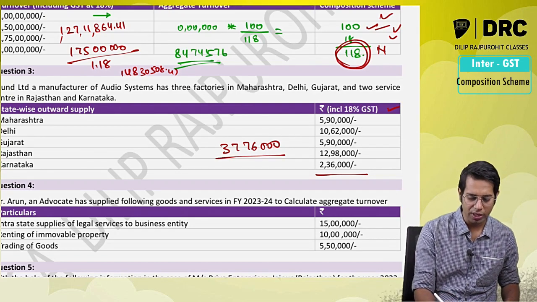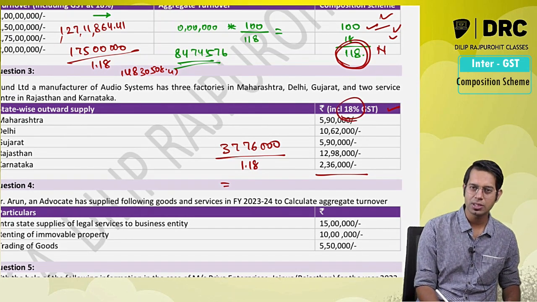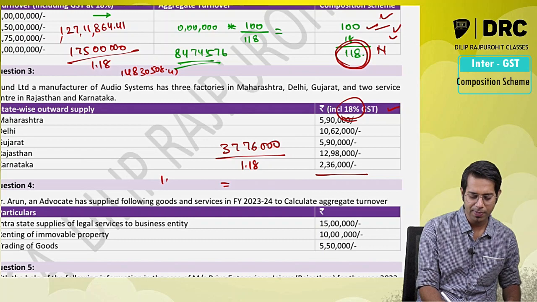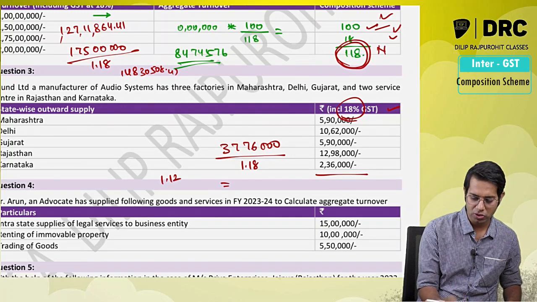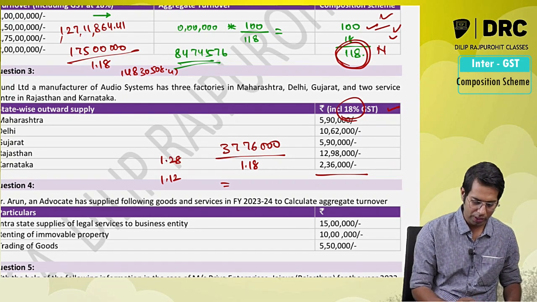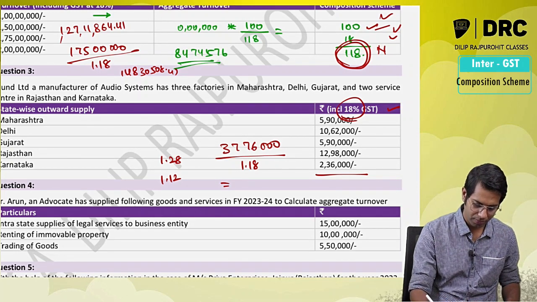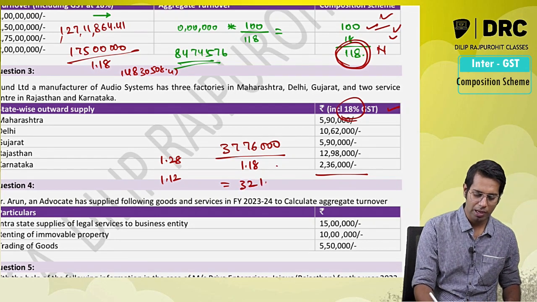So how do I find the amount excluding GST? Divide by 1.18. If the GST rate was 12%, divide by 1.12. If the GST rate was 28%, divide by 1.28. So how much does this amount come to? 37,76,000 divided by 1.18 comes to 32 lakhs.